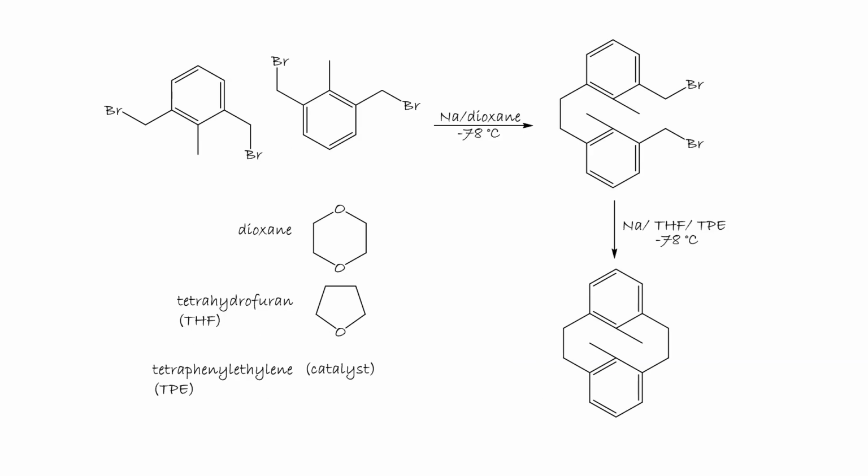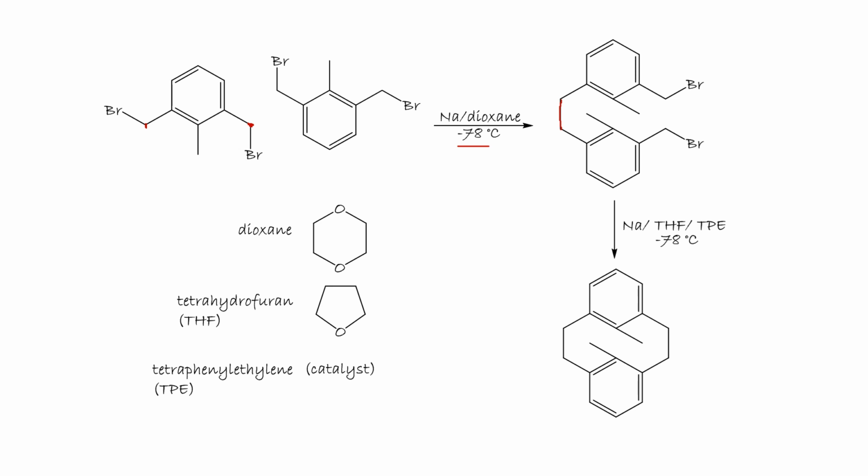If you have such a compound, when we have here CH2Br, two molecules linked together in the presence of sodium, dioxane at minus 78 degrees Celsius, and again we form a new bond.